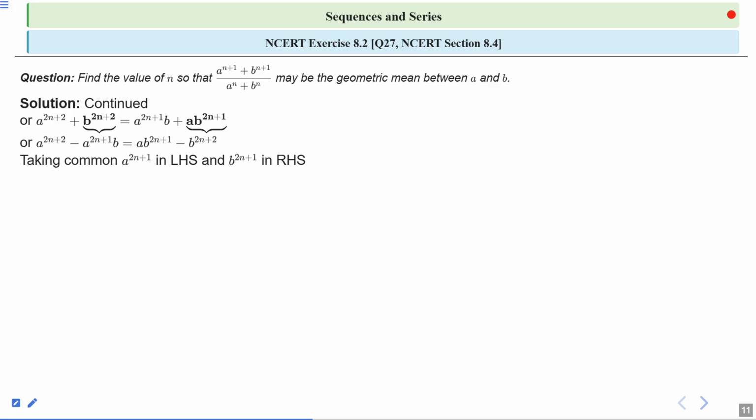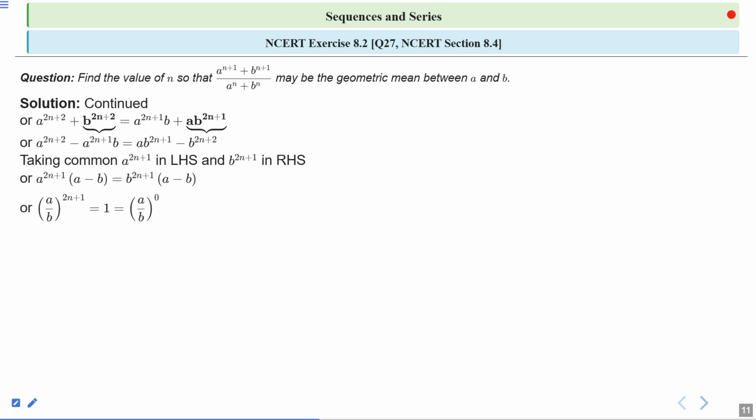So now, taking a^(2n+1) common in the left hand side, and taking b^(2n+1) common in the right hand side, then you will get this equation: a^(2n+1) times (a minus b) equals b^(2n+1) times (a minus b). So you will get this equation by taking a^(2n+1) common in the left hand side and b^(2n+1) common in the right hand side.